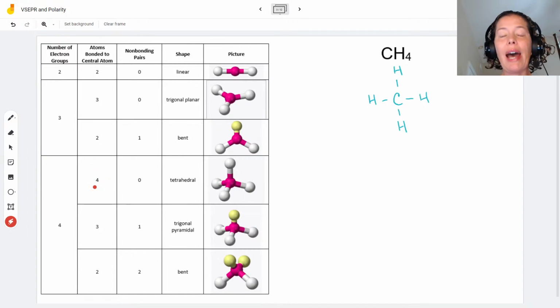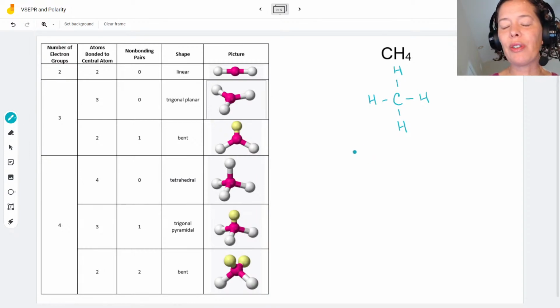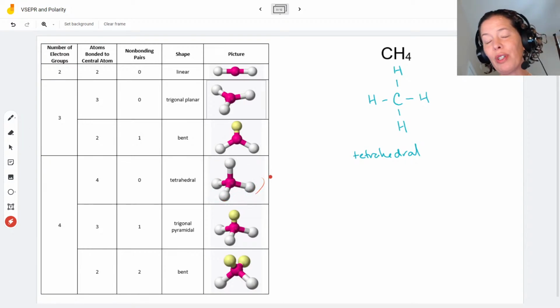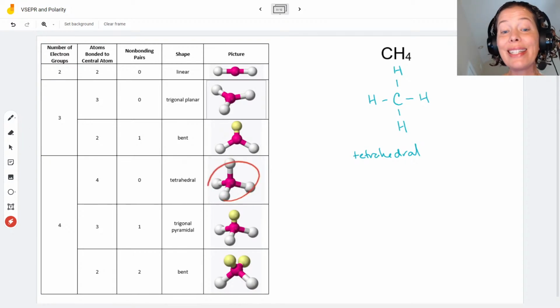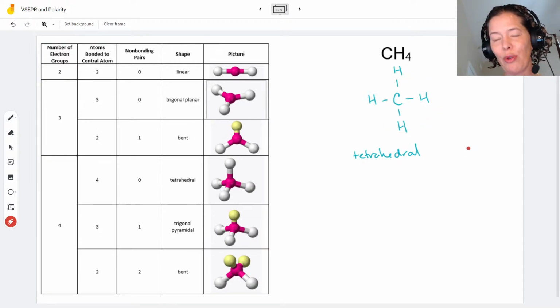This shape has 4 atoms bonded to the central atom, which is exactly what we have in methane. It has 0 non-bonding pairs, so we're on the right track. That means our shape is tetrahedral. I'm just going to go ahead and write tetrahedral underneath here. And this is what our shape looks like in 3D. So you can see the 3D shape here is really not so much like the picture I drew right here.